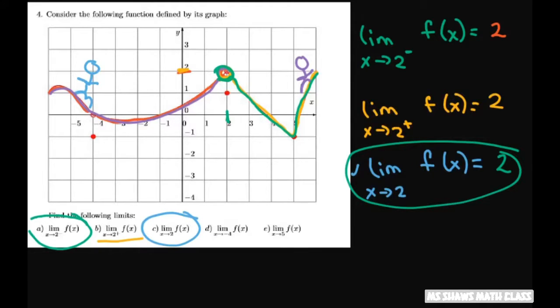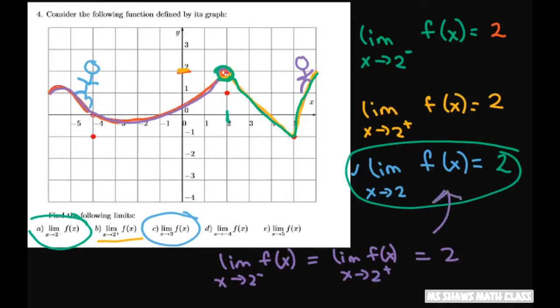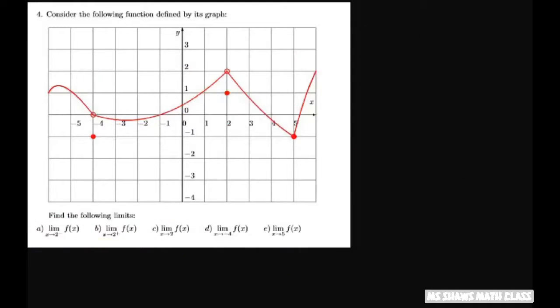You can also write this as the limit of f of x as x approaches 2 from the left equals the limit of f of x as x approaches 2 from the right. And that equals 2, which is the same as that one. All right, now let's do the last two.